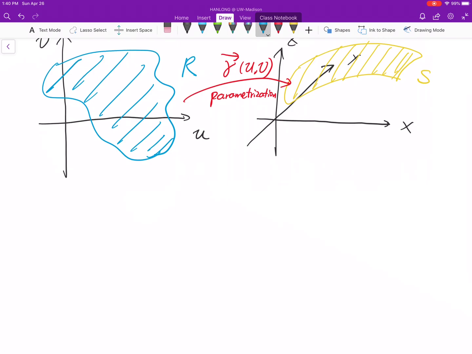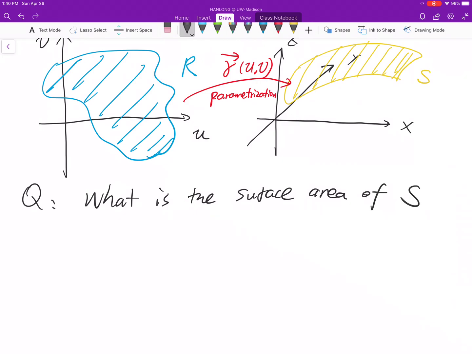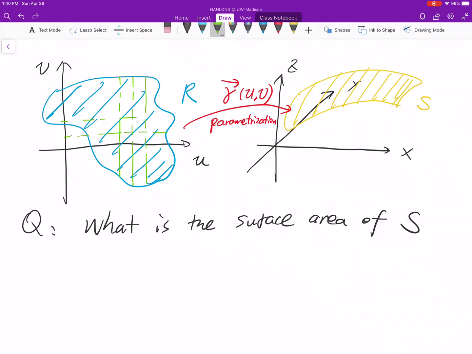Now the question is, what is the surface area of S? As what we did before, we first do some infinitesimal approximation of the area, and then we use Riemann sum to sum them up, finally take the limits to write down the sum as an integral. So here we are first interested in the following small cube. Suppose here you have some grid along U direction and along V direction. And in particular, we are interested in this small cube.